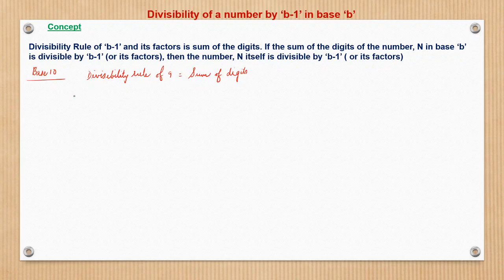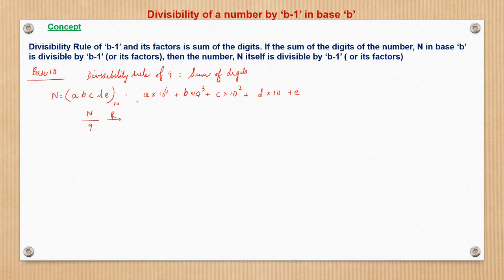This is because any number a, b, c, d, e in base 10, we could have written as a into 10 raised to power 4 plus b into 10 raised to power 3 plus c into 10 raised to power 2 plus d into 10 plus e. Now suppose this number abcde is n, so when n is divided by 9, what would be the remainder?